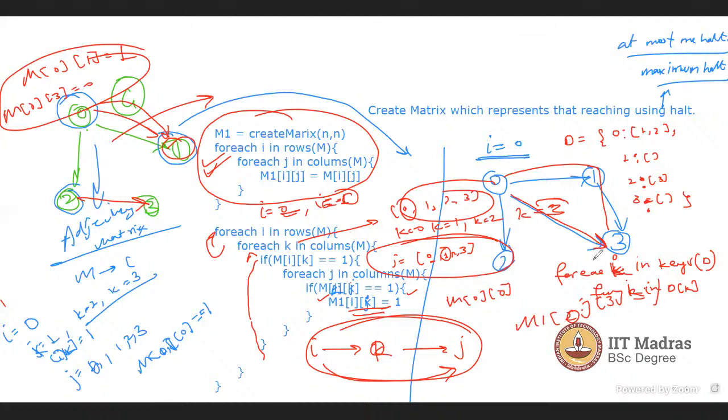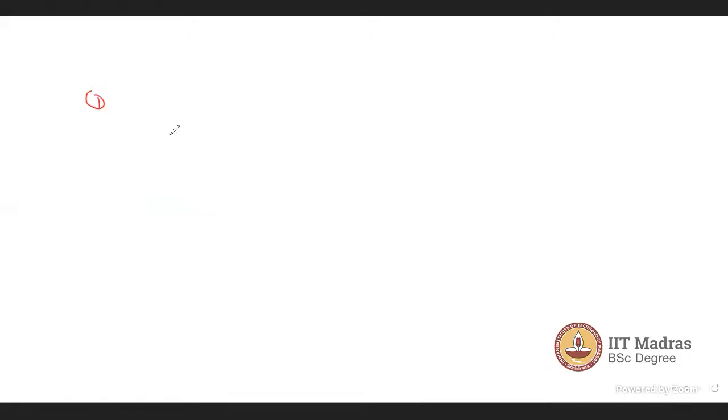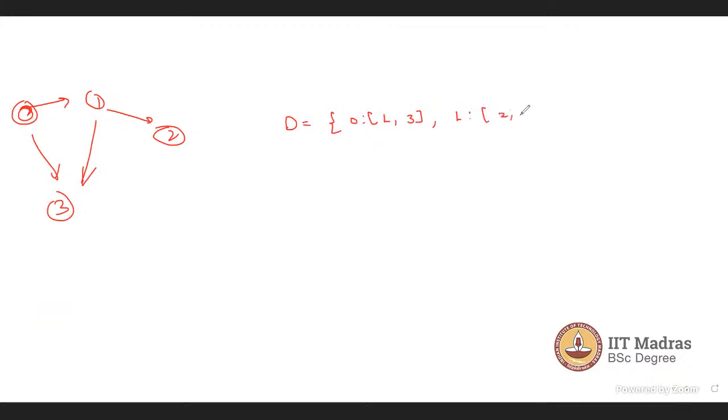Let's take another case. So this was 1, 2, 3, 0. Take this one and make this one also. So D is here representing this graph as: 0 is connected to 1, 3. 1 is connected to 2, 3. 2 is connected to none. And 3 is connected to none.